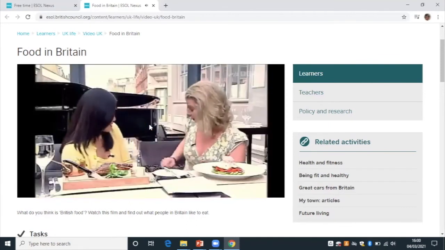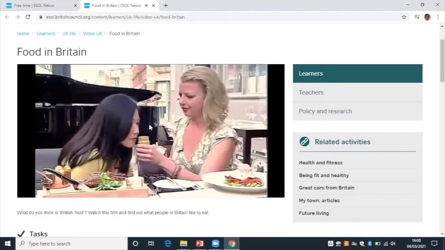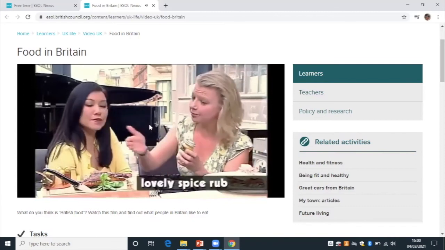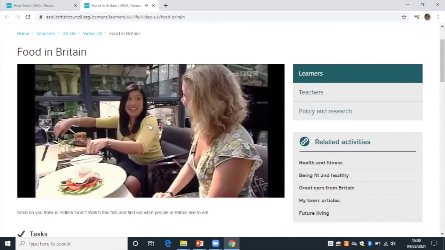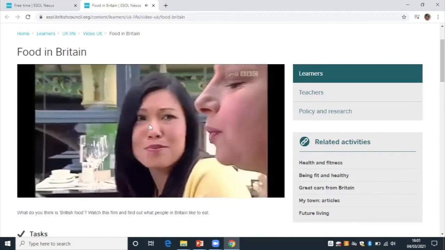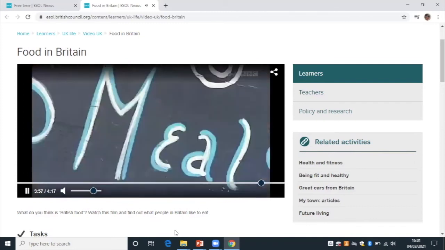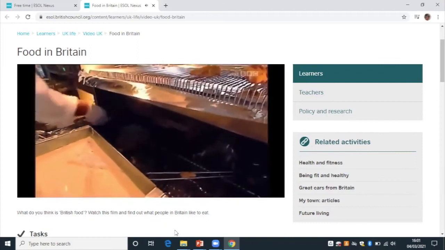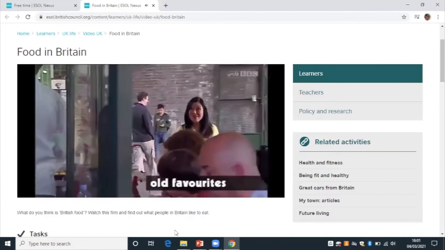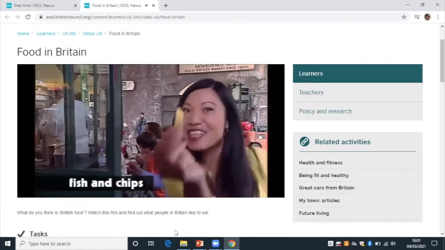Well, I might use something like this. This is a Moroccan spice mix called Ras el Hanout. Have a sniff. That's really strong. Lovely, isn't it? Now, this might make a lovely spice rub for that lamb chop. I can't wait to taste this. The food in Britain reflects the many different cultures here. But some of the old favourites are here to stay. I'm off for my favourite. Fish and chips. Want a tip?